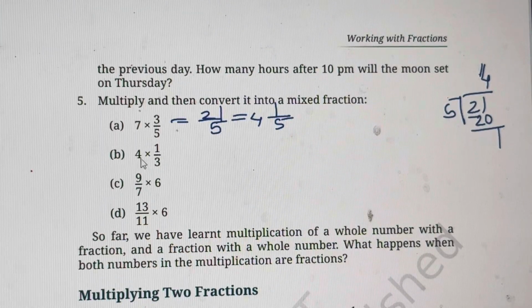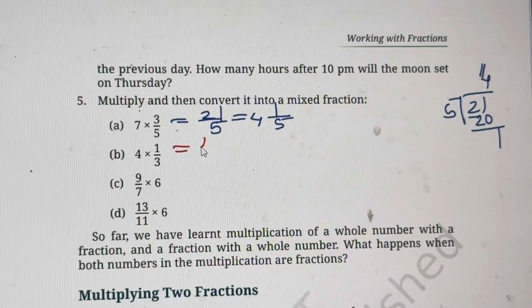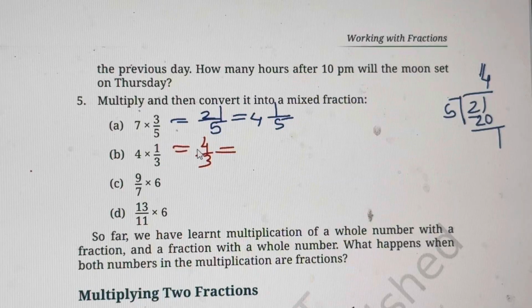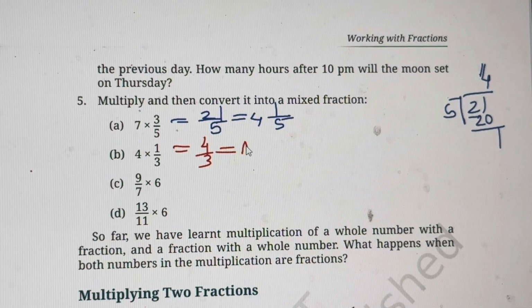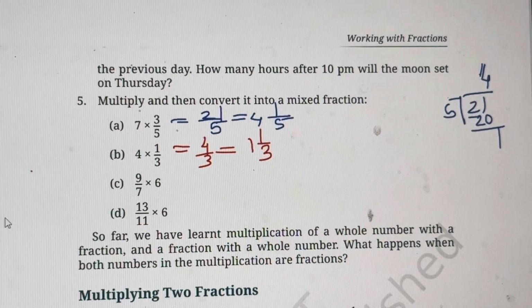So question number B, this is 4 ones are 4 upon 3. Now this can be done mentally. So 3 ones are 3. So we write 1 as the whole part, right? And then 4 minus 3 is 1. So your remainder will also be 1 and your whole part is also 1. So 1 whole 1 upon 3 is your second answer.